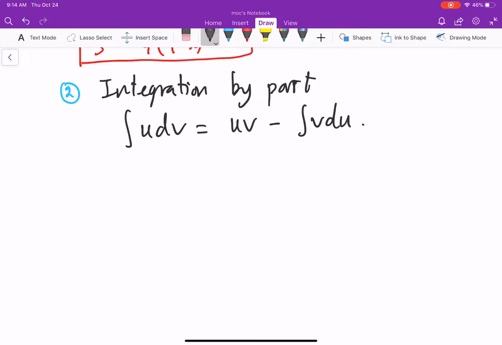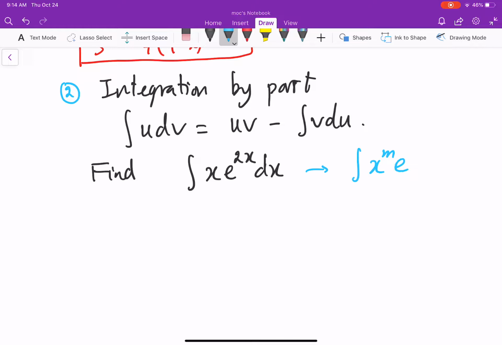All right, let's consider the following example. We need to find the indefinite integral, the antiderivative, of x e to the 2x dx. For this combination, I will write the general form: x to the m e to the nx dx. For such a combination, you always put u equal to x to the m, and then dv equal to e to the nx dx.